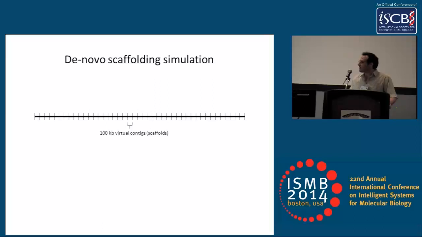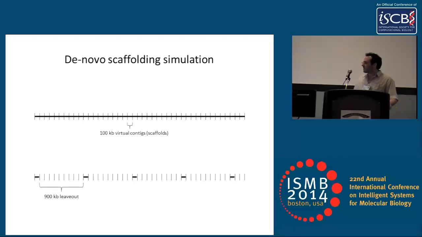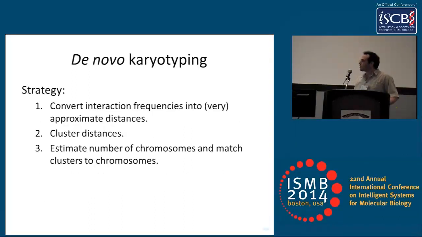The way we simulated this is very similar. Again, 100 kb virtual contigs. This time we leave 900 kb gaps, so we leave every 10th contig basically. So I have a highly fragmented genome. Again, with current technology, you wouldn't be able to do anything at this point. We try to first group them into chromosomes and then lay out the specific chromosomes. To group into chromosomes, we call this karyotyping.